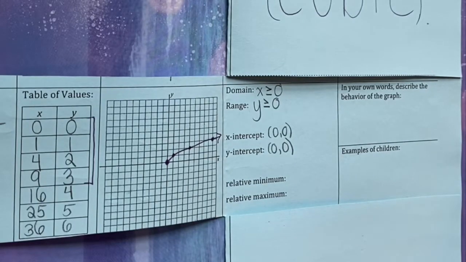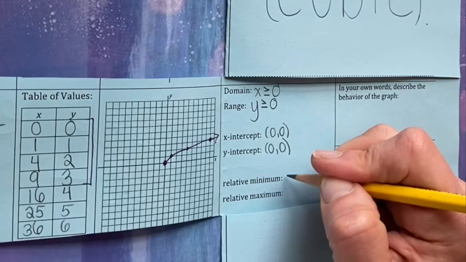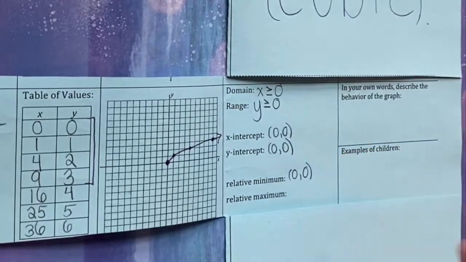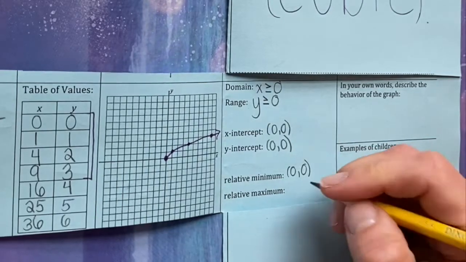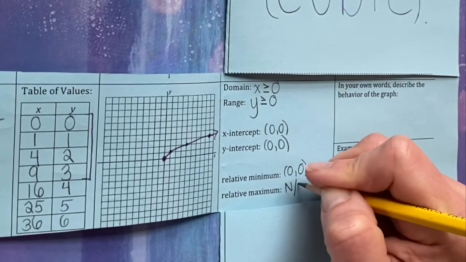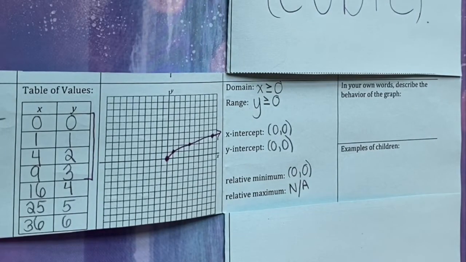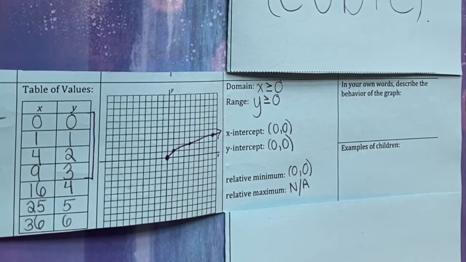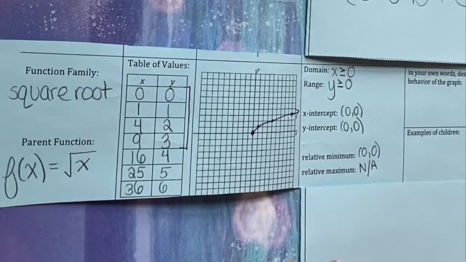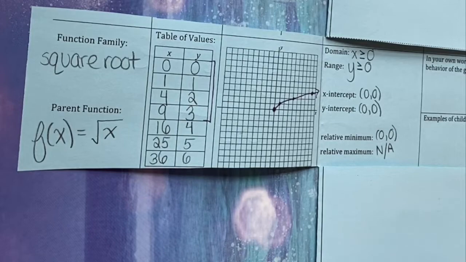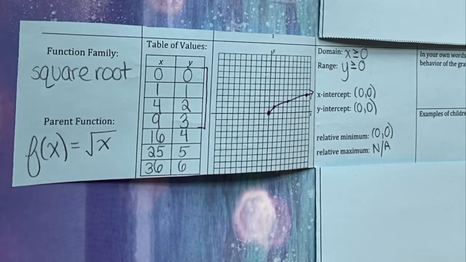Relative minimum. So remember, minimum is the lowest the graph can go, maximum is the highest. Here, our relative minimum is our endpoint. So that would be 0, 0. But it keeps going up forever and ever, so we don't actually have a specific maximum. So that's not applicable. Okay, so here we have our parent function of the square root family. If you need to at this time, pause, rewind, write down any questions, please do that. And then we are going to go through our other page.